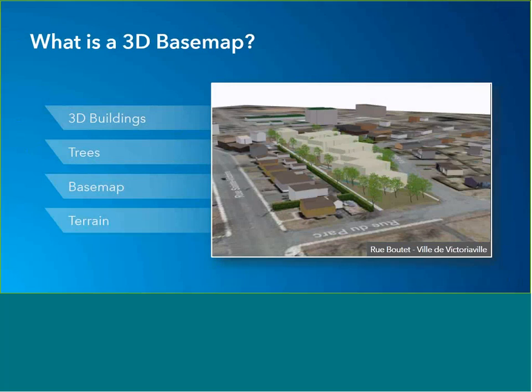So to begin, let's start with the concept of a 3D base map. A 3D base map is the foundation for all of your work in 3 dimensions. Much like a base map that you're familiar with in your 2D mapping work, a 3D base map includes many of those same elements, but it also includes things like terrains and features above the surface that are represented in 3D, such as buildings and trees, as you see here in this diagram.